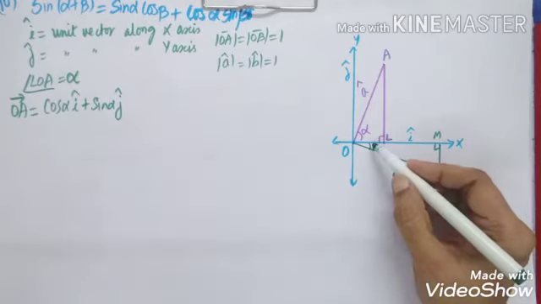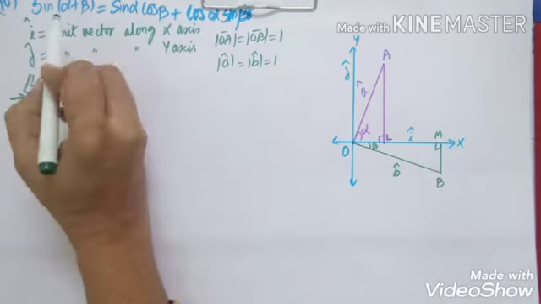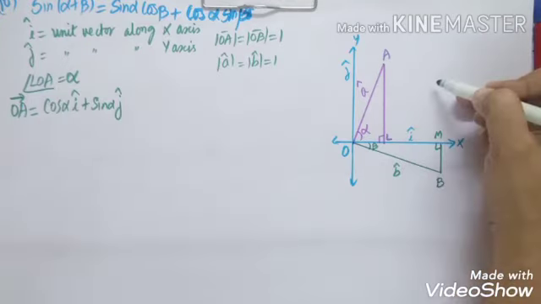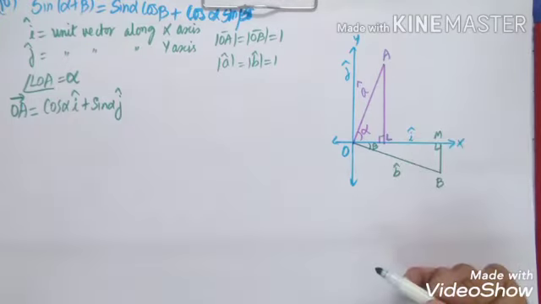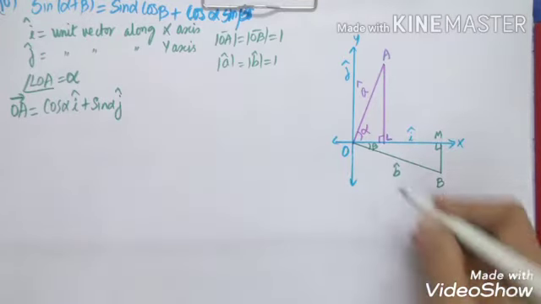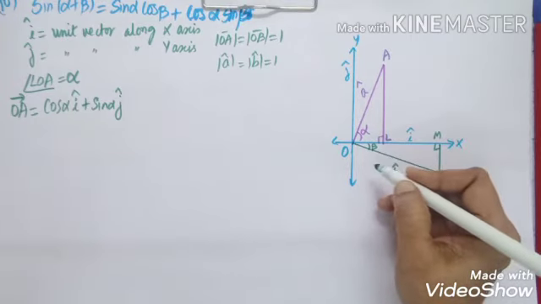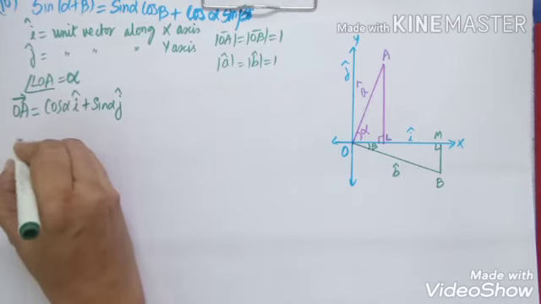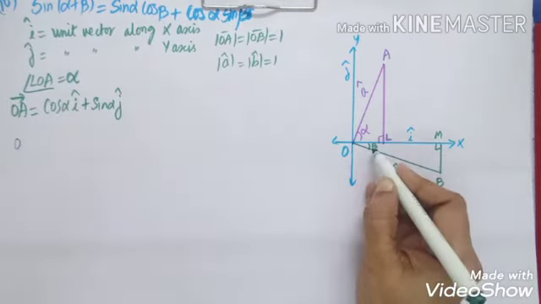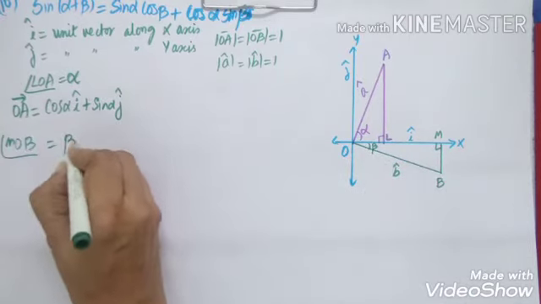B we have taken in the fourth quadrant. The reason is we want alpha plus beta. If I take it here itself, I will get only alpha minus beta. Now check, A is above, B is below. What is the angle between B and A? It is alpha plus beta. So we will call the foot of the perpendicular M. Angle MOB, what is the angle? Beta. So in MOB the angle is beta.